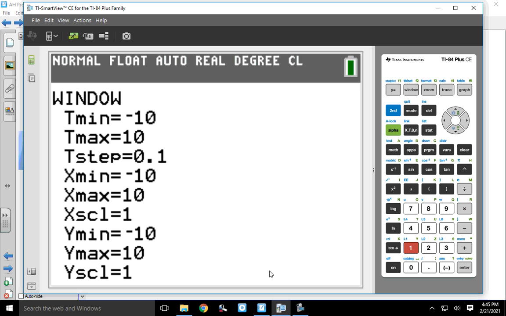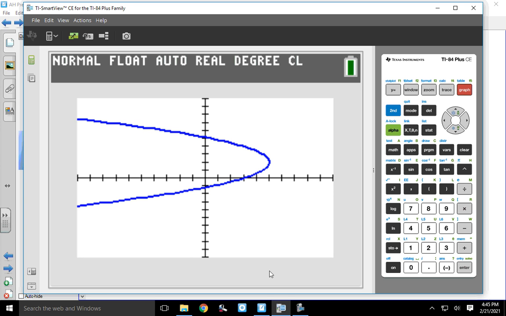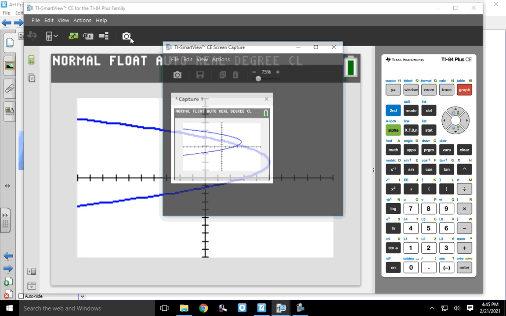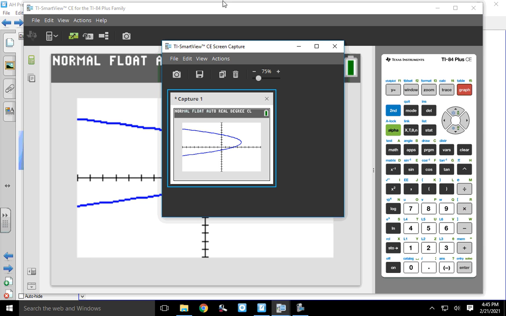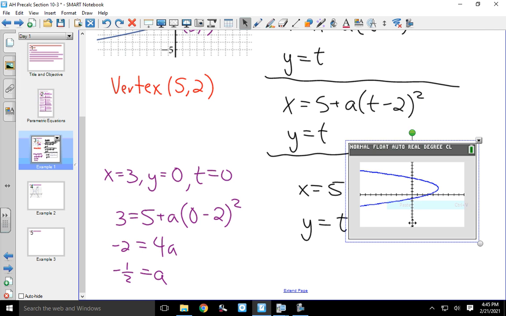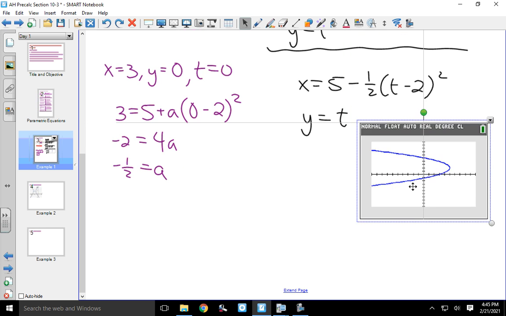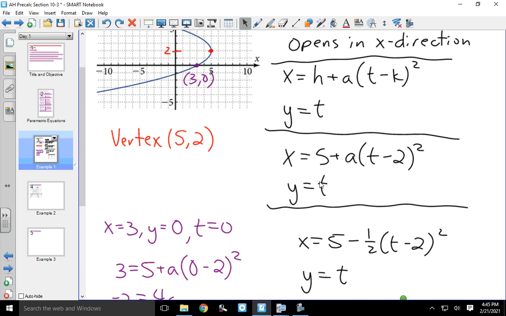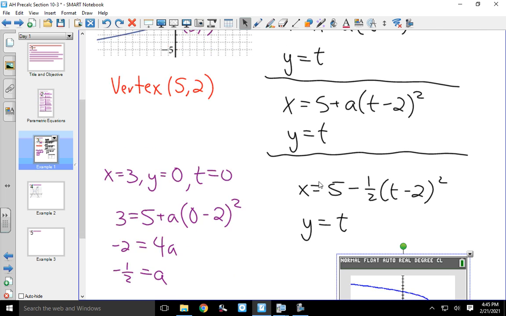So let's go ahead and graph that. And yeah, right there we go. That looks like a pretty good sketch of our parabola. And I think if we compare that to the original graph they gave us, that is a pretty decent sketch of that graph.